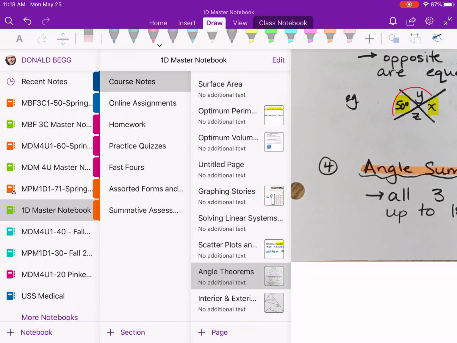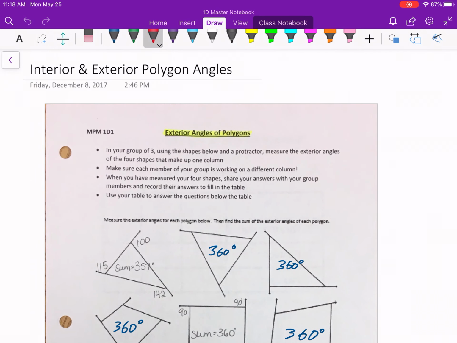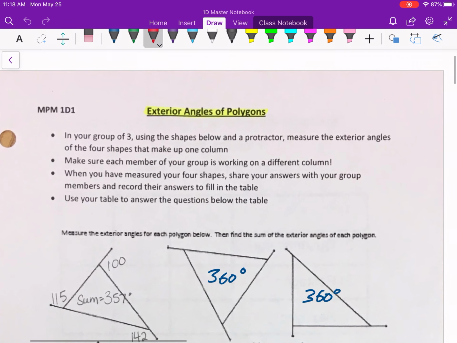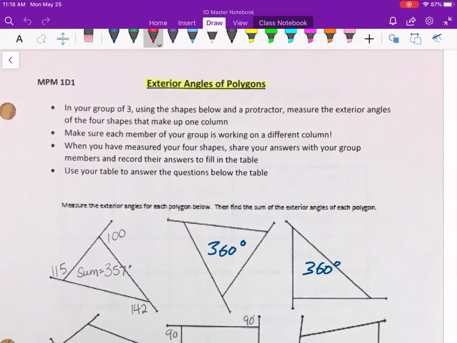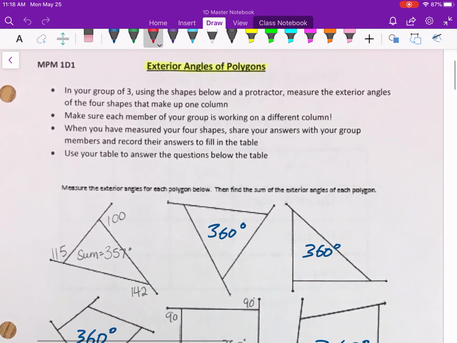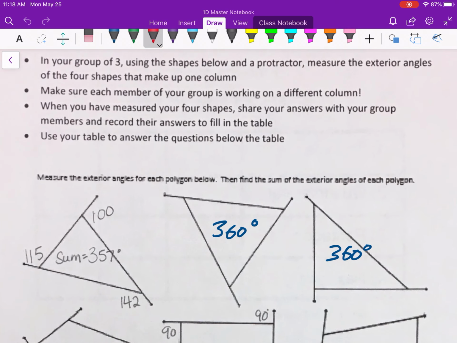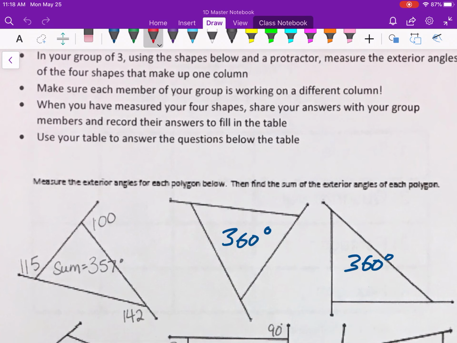Then we're going to look at interior and exterior angles for polygons. If we were in class, this would be an activity that you would do, and then we'd take it up together. But I'm just going to fast forward through it for the benefit of online. So let's just take a look at these three triangles here.